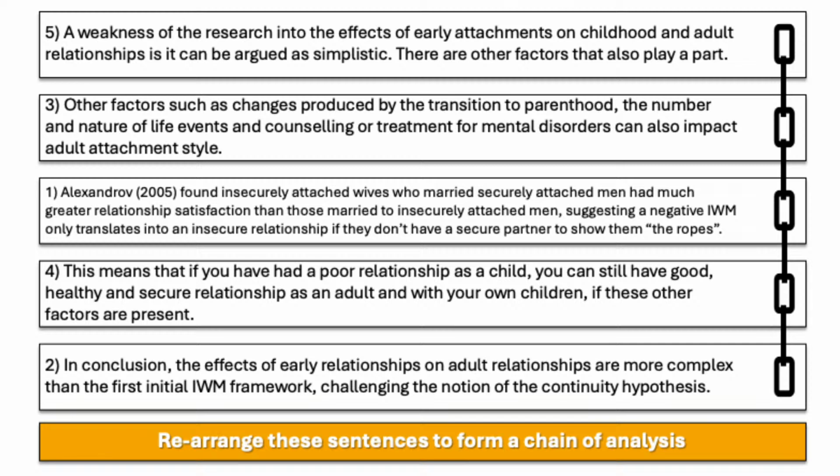So how are we going to end it? Well, in conclusion, we're saying the effects of early relationships on adult relationships are more complex than the initial internal working model framework, challenging the notion of the continuity hypotheses. So that would be a full evaluation point there. Well done, those of you that got the correct analysis there.